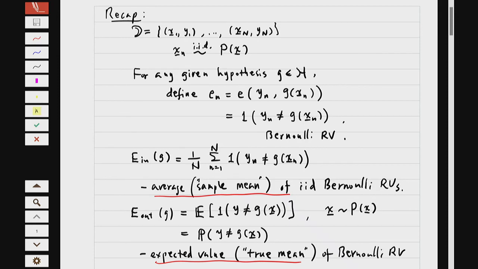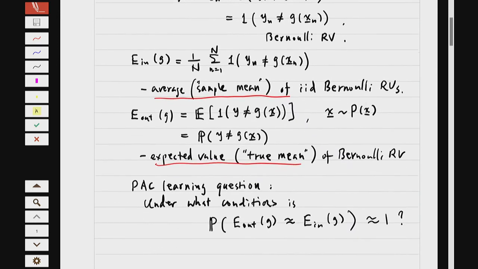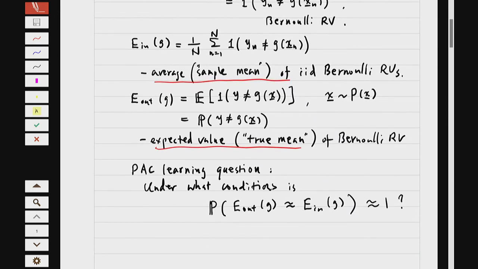Yeah, we also don't know the target function. So there's no way we can know the distribution of this Bernoulli random variable. It's an unknown thing, but we know that it is deterministic. It is just a constant, just a true mean. So therefore, our question is: this is a sample mean that we can get during training. We can design our algorithm to minimize this sample mean, but is this close to the true mean or not? So the PAC learning question is, under what conditions are these two close to each other?